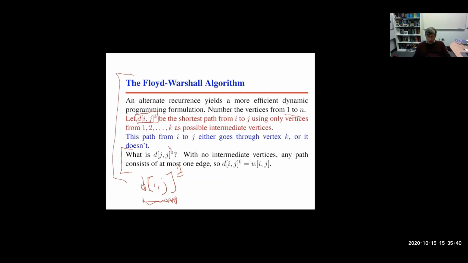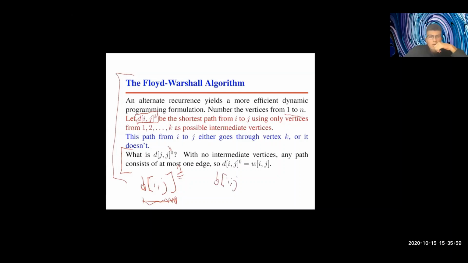What is the cost if I don't use anything as an intermediary, where I have a direct edge? What would that be? The weight of that edge. Or, since I want a recursion, wouldn't that be D_ij sub 0? That's what it means, right?